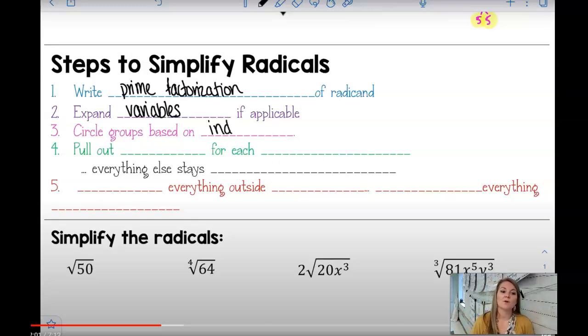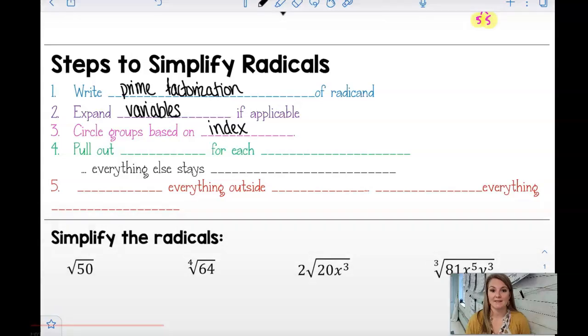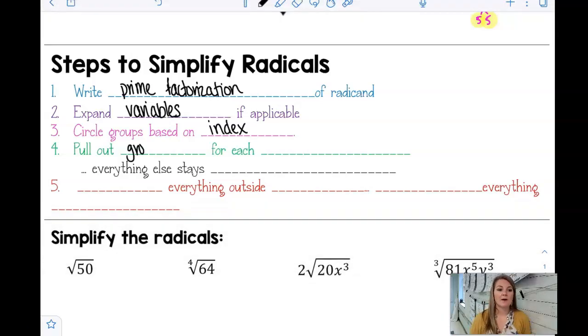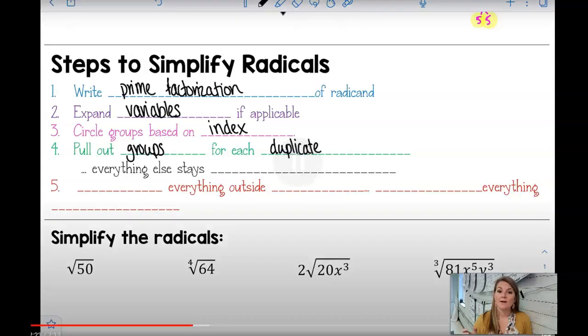Then you're going to circle groups based on your index. So that's why I said if your index is invisible, your index is 2. But if your index is 3, then you're going to circle triplets. If your index is 4, you're going to circle quadruplets. They have to all be the same, and you have to have that many in the group. Step 4, you're going to pull out groups for each duplicate. So what do I mean by that? This will make more sense when we get there.